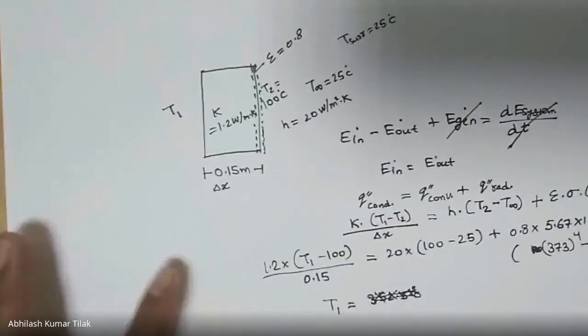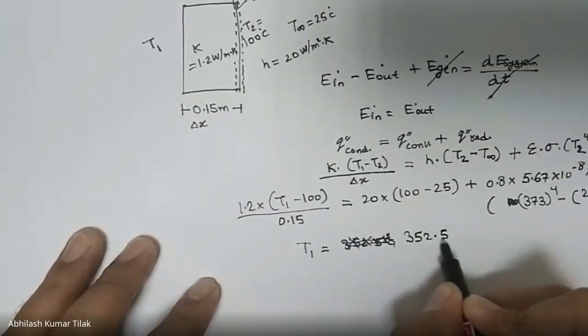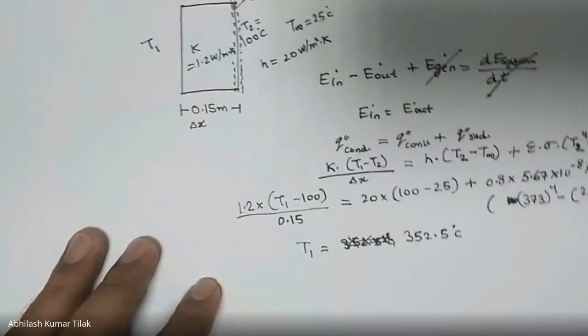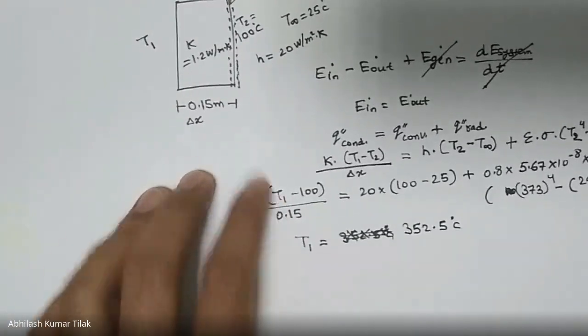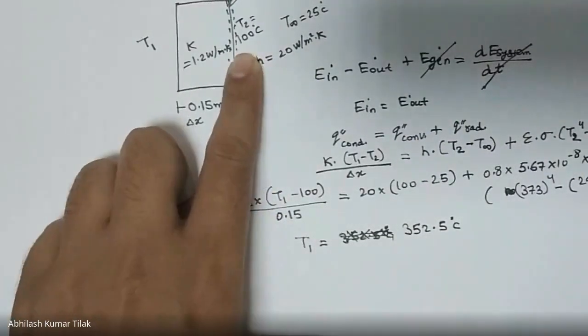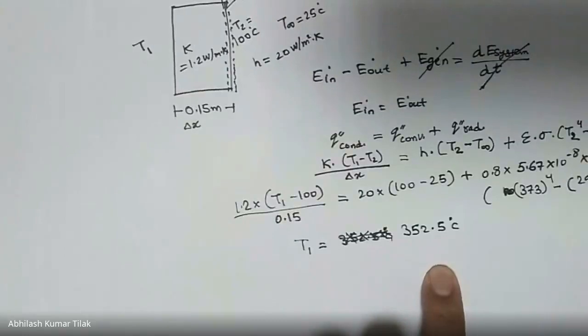Better I will solve it here. Sir, 352 is in degrees Celsius, so the answer is correct. It is correct only. The answer is in Celsius, not in Kelvin. Sorry, very sorry. So it is in degree centigrade, not in Kelvin. T2 is 100 degrees centigrade and T1 is 352.5 degrees centigrade.